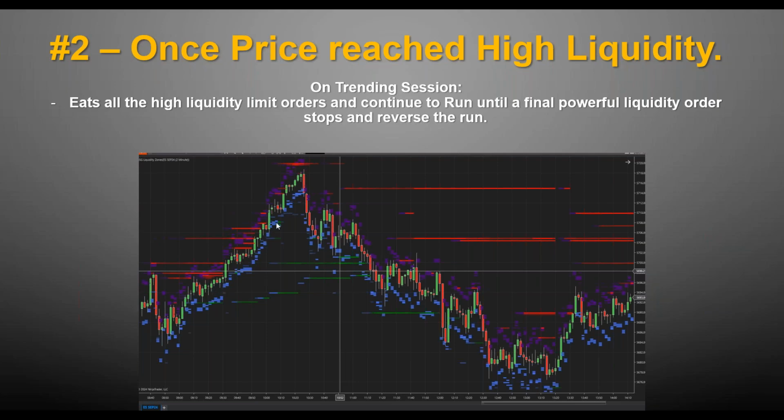Price, once it reaches the highest liquidity, on a trending day, eats all the high liquidity limit orders and continues to run until the final powerful liquidity order stops and reverses the run. So that's why we talk about the price action. You have to watch the price action every time the liquidity zone is broken. Is it reversing? You can see all these liquidity zones taken, but eventually one final liquidity zone makes the price move. It happens both ways.